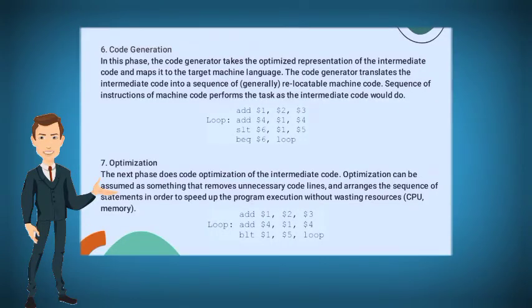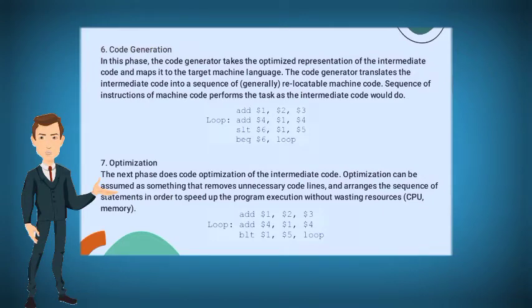Sixth, code generation. In this phase, the code generator takes the optimized representation of the intermediate code and maps it to the target machine language. The code generator translates the intermediate code into a sequence of relocatable machine code. The sequence of instructions of machine code performs the same task as the intermediate code.